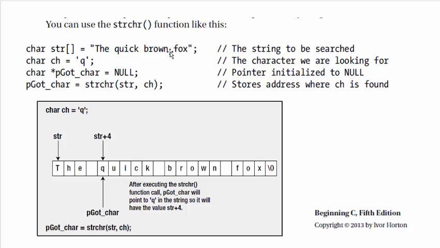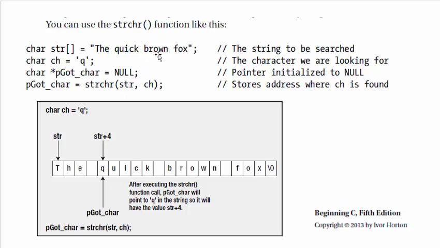So I create a string, the quick brown fox. This is the string I'm going to search. I'm going to search for a letter Q in this string. And then I'm going to create a pointer that's just initialized to null because there's nothing stored in it right now. But I'm going to store the result of searching this string.